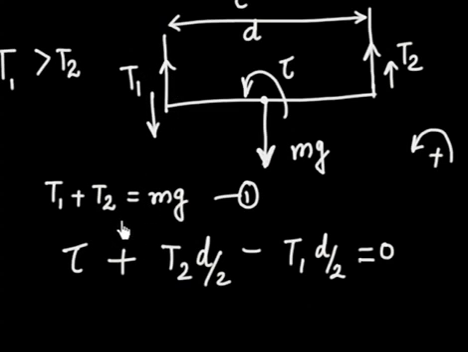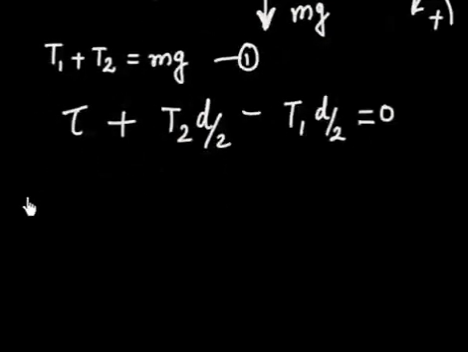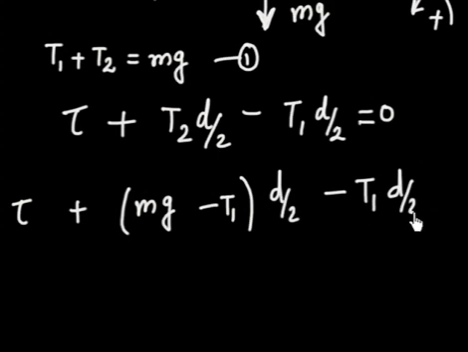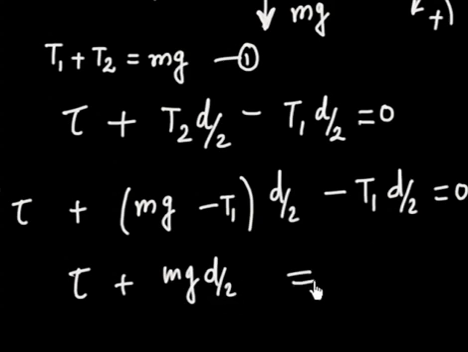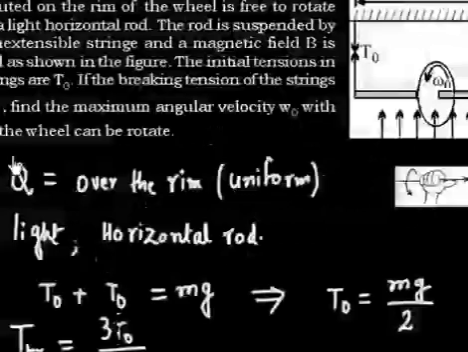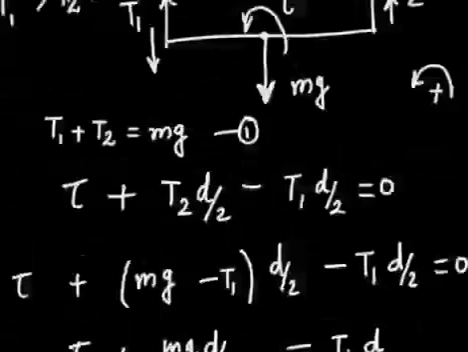So eliminate T2. T2 is nothing but mg minus T1. So tau plus (mg minus T1) into d by 2 minus T1 d by 2 equals 0. And now tau plus mg into d by 2 equals T1 d by 2 plus T1 d by 2, so this becomes simply T1 into d. So the maximum breaking strength that is allowable, that is given to you, is 3T0/2. So maximum allowable tension is 3T0/2.